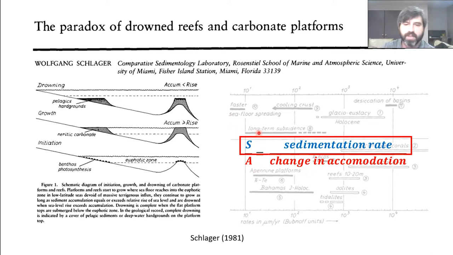And so he suggested that maybe the solution for some of these drowning events was to play with the sedimentation rate and to look for feedbacks that would damage the way that carbonate is precipitated in the ocean.